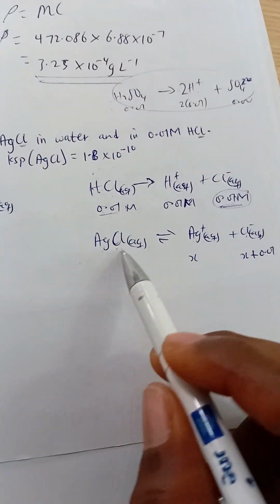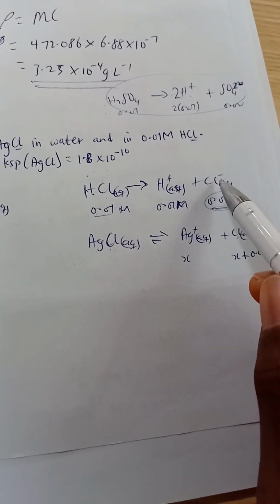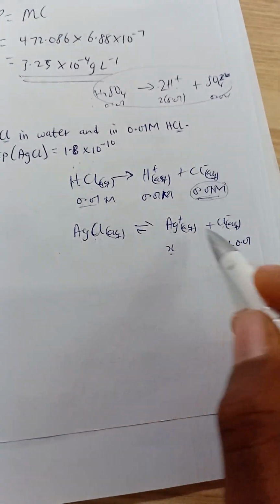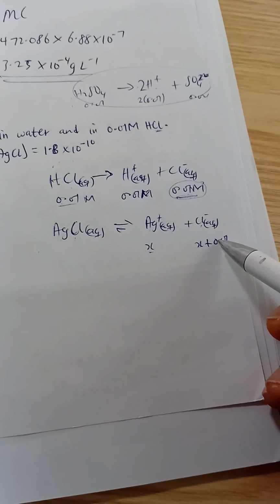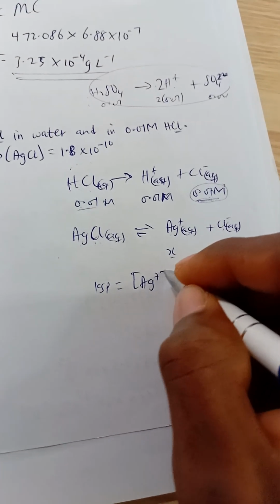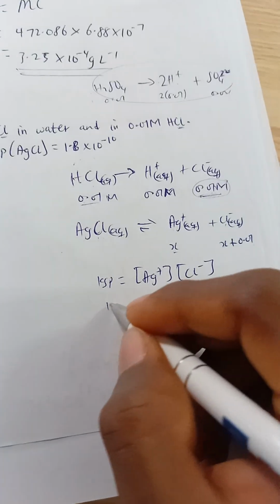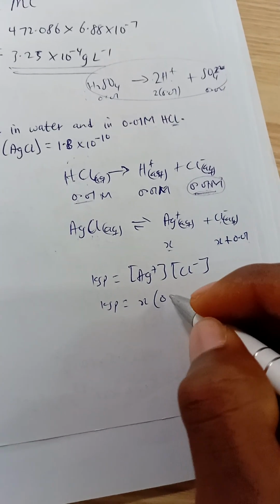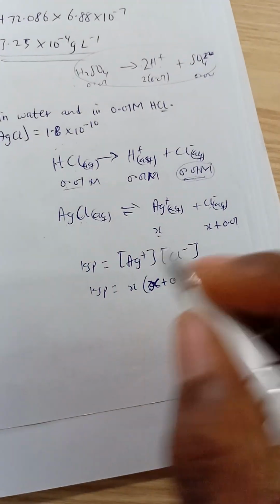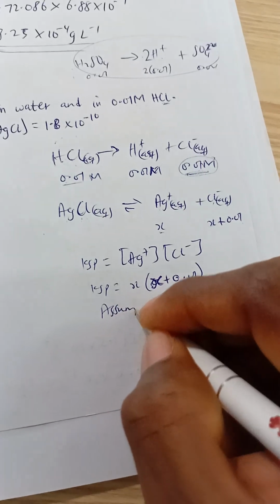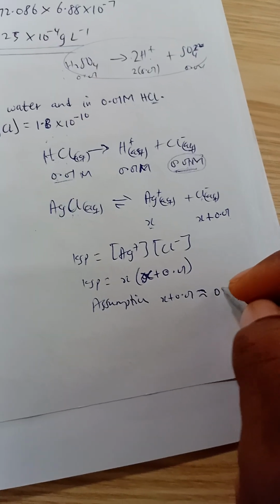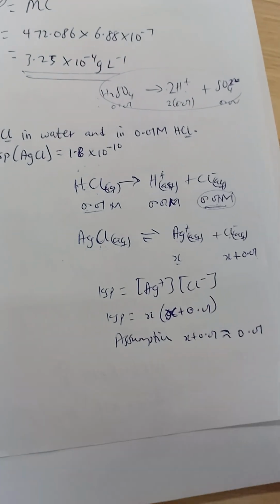Because before you added the silver chloride, there was already an initial concentration of Cl minus. So if you add this, the amount that this guy will bring is the x, plus the concentration that was already there. So now your KSP expression becomes concentration of Ag plus times concentration of Cl minus. It becomes x multiplied by x plus 0.01. So here there is an assumption. The assumption is that x plus 0.01 is approximately equal to 0.01.